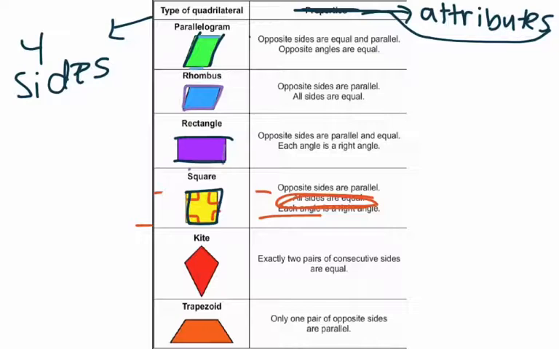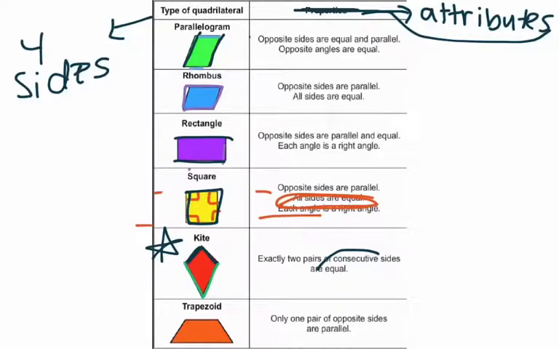A kite has 2 pairs of consecutive sides. So a kite is a bonus one that you don't need to know in 3rd grade, but it is a type of quadrilateral. So 2 pairs of consecutive sides. That means the sides are touching. Those 2 are the same, and these 2 are the same.